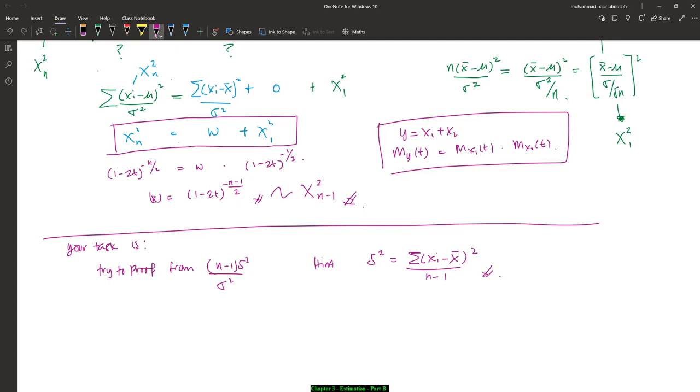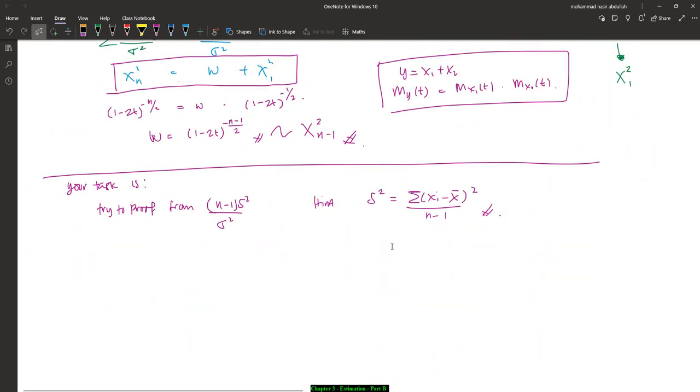Okay, any questions so far? Prove that this is chi squared n minus 1. Try this one, it should be very easy. This one looks long, but the other one should be shorter.